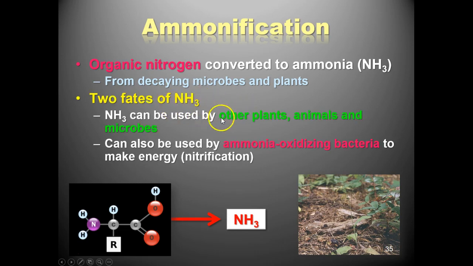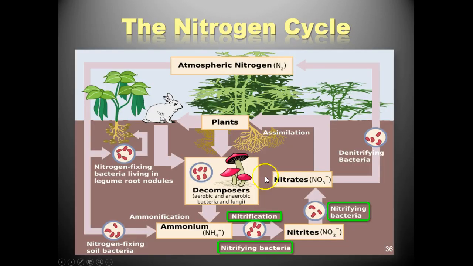So with the ammonia, it can be used directly by other plants and microbes and animals, especially by animals that are eating plant material. Or another group of bacteria called ammonia oxidizing bacteria get hold of it, and they are going to oxidize it into a different kind of compound. Here we have the process called nitrification, where the ammonia is converted to something called nitrites, which are NO2. And of course, they're called the nitrifying bacteria.